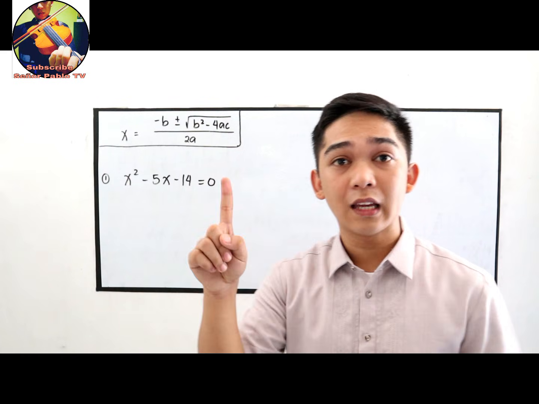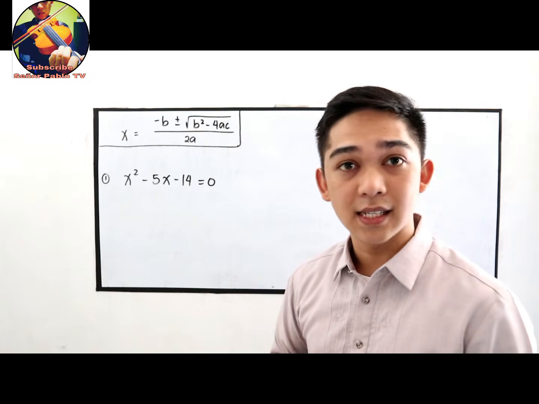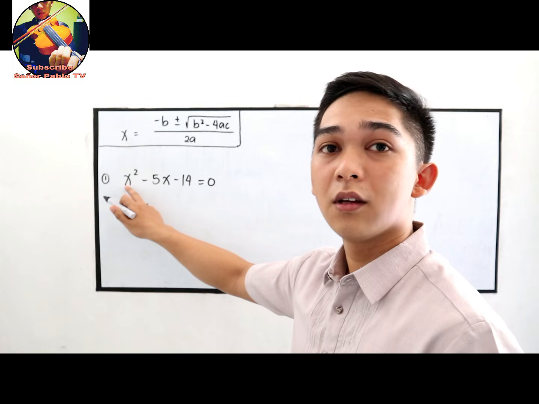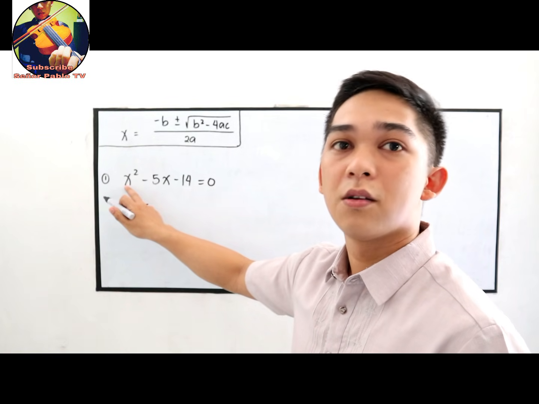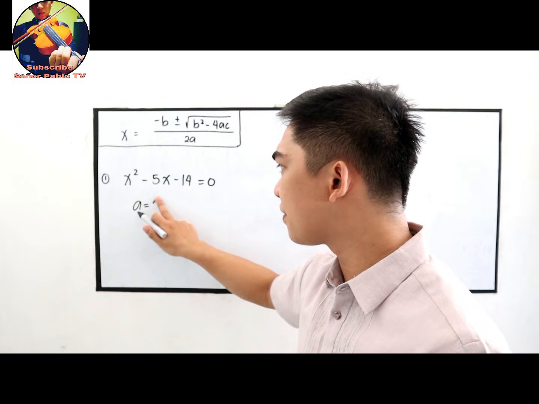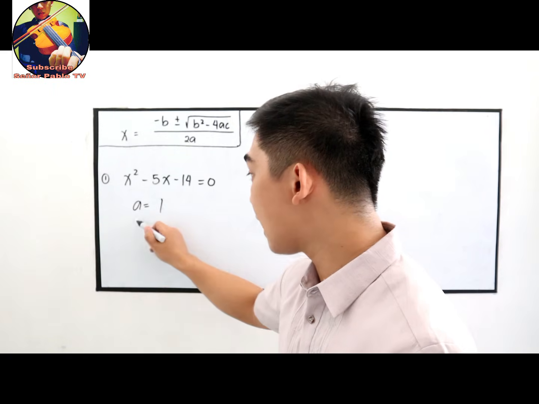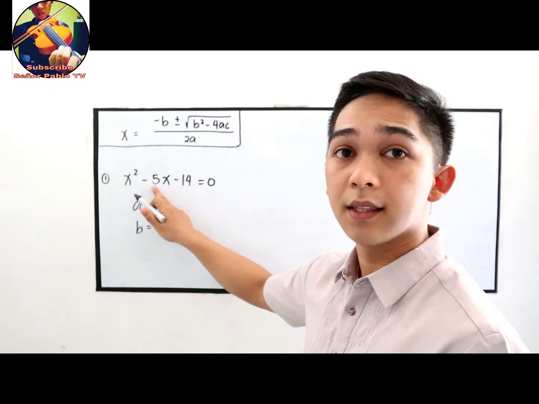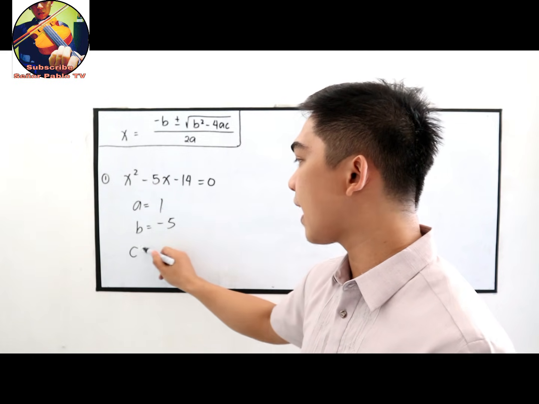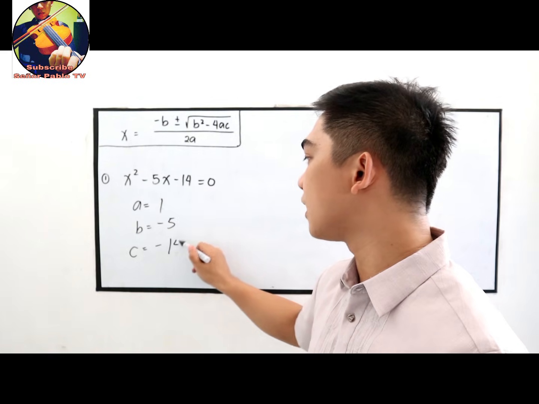So, ang first step natin, identify muna natin yung ating a, b, and c. So, yung a natin dito ay yung may variable na x squared. So, in this case, understood na yan ay 1. Yung b natin, yung second term natin, may variable na x, so negative 5. Then yung c natin, yung ating constant term, which is negative 14.